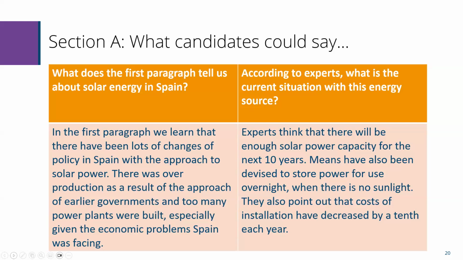According to experts, what's the current situation with this energy source? Experts think that there will be enough solar power capacity for the next 10 years. Solutions have also been devised to store power for use overnight when there's no sunlight. And they also point out that the costs of installation have decreased by 1/10 each year. So we see those 2 questions, and you can show those examples to your students. This is how we go about answering those questions. And that's probably about enough for the minute that you need to answer those questions. You can be nice and concise.